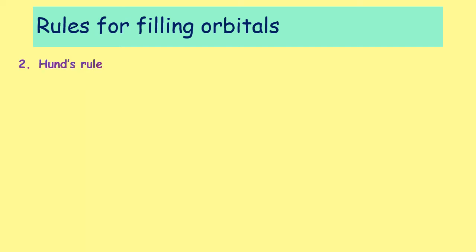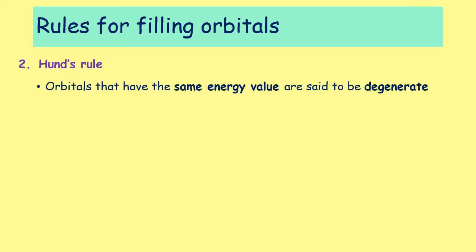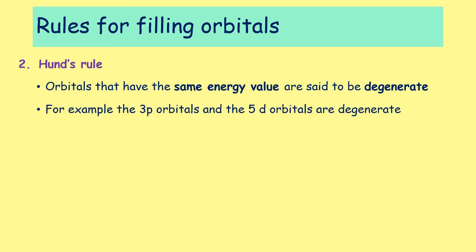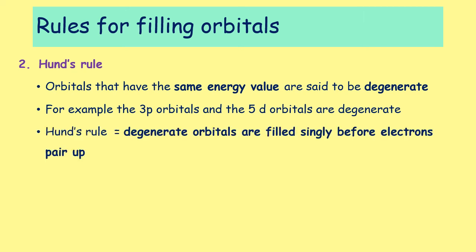The second rule is known as Hund's rule. Now, Hund's rule deals with orbitals that are degenerate. And remember, degenerate means having the same energy value. So, for example, at any given principal quantum number, the 3p orbitals you have and the 5d orbitals all have the same energy, so they are degenerate. Now, Hund's rule states that degenerate orbitals are filled singly by electrons before they pair up.